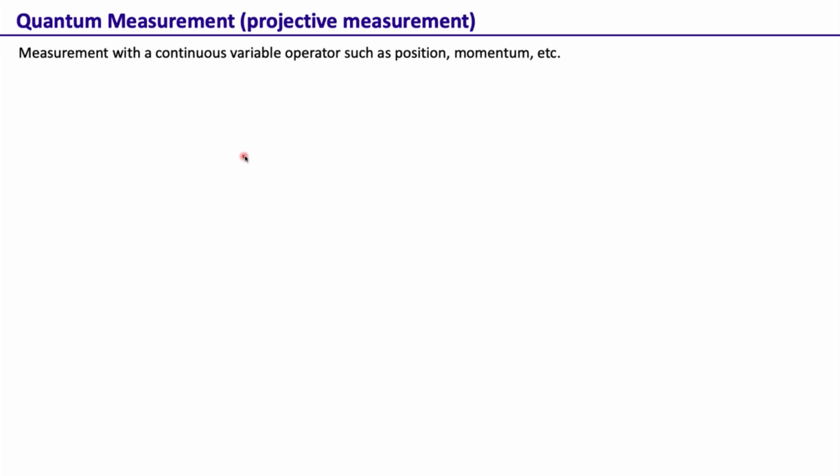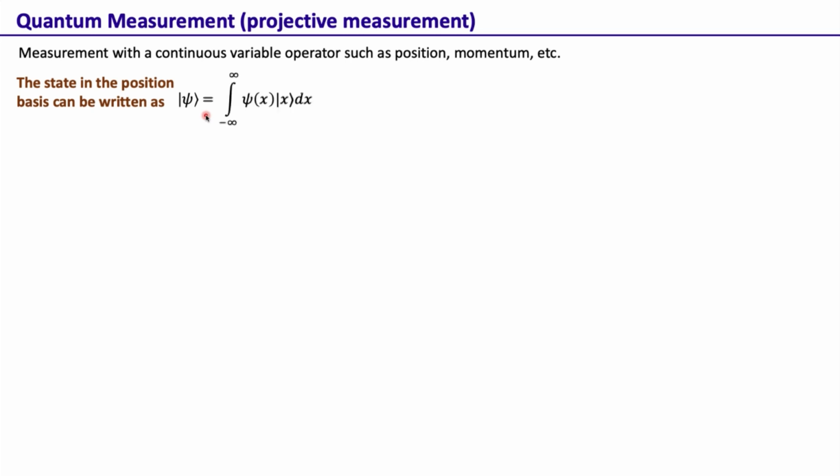Okay, so far we have done the measurement with discrete variables, but measurements can also be with continuous variable operators such as position and momentum. We will just do this measurement in the position basis. The formalism is exactly the same as what we have done for the discrete case. The only thing is that wherever we have this summation, that will be replaced by integrals. Let's go through it really quickly.